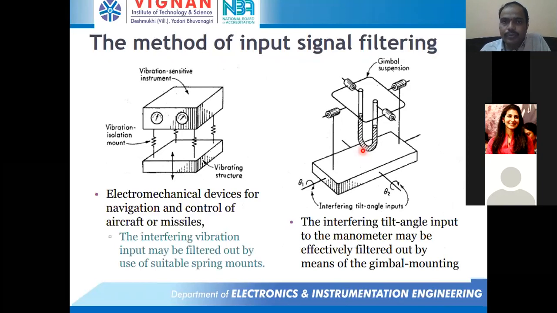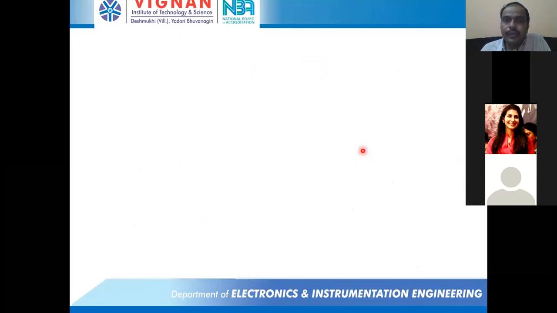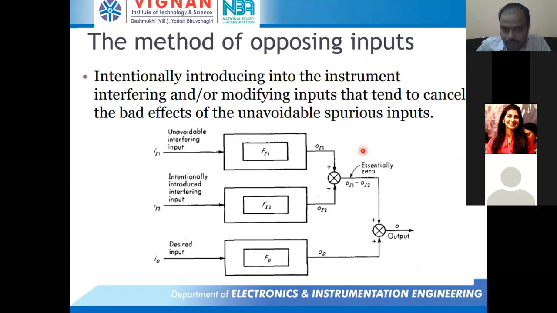And next, maybe the last one, the method of opposing inputs. It is also almost similar to the method of calculated output corrections, but it introduces some physical quantity or physical component in the instrument that should provide an opposing effect to the undesired effect or undesired inputs. For the undesired interfering and modifying inputs that come, we have to produce another effect opposite to their effects.